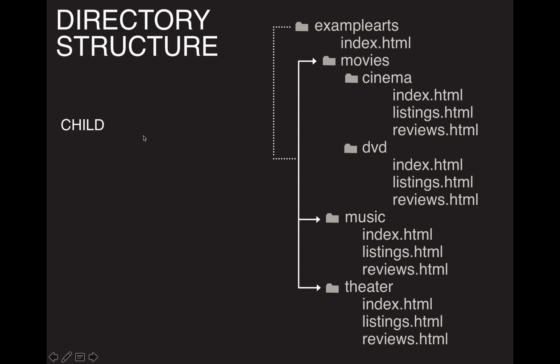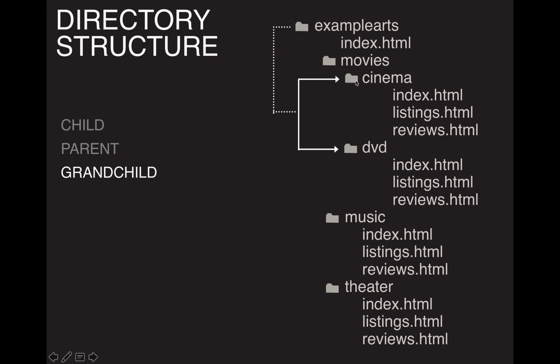And we're going to talk about child and parent elements. So in this particular example, we're looking at a hierarchy of organization of these folders. So you can see from the indent that movies and music and theater are the main folders in this example arts root folder. And so these are child elements of example arts, which means that example arts is the parent of these folders. So these are directly underneath example arts.